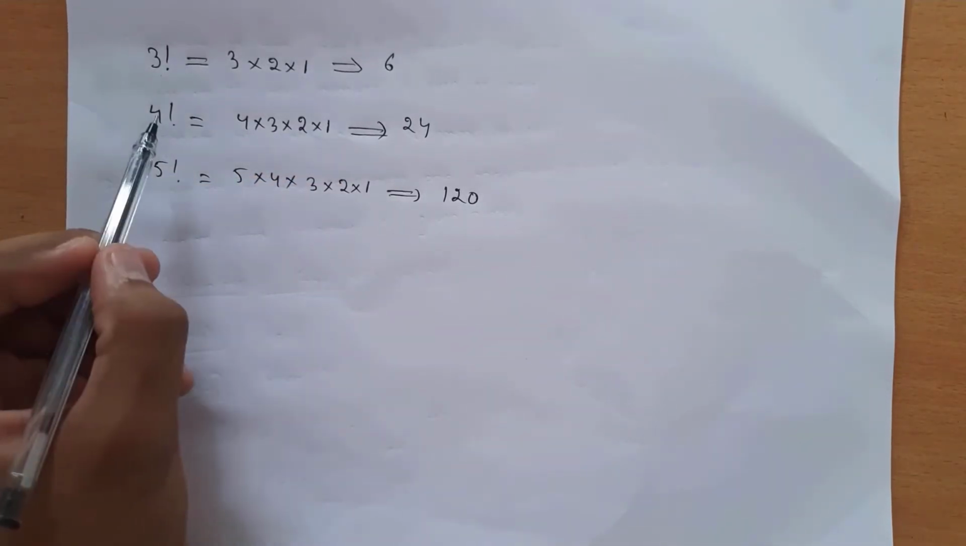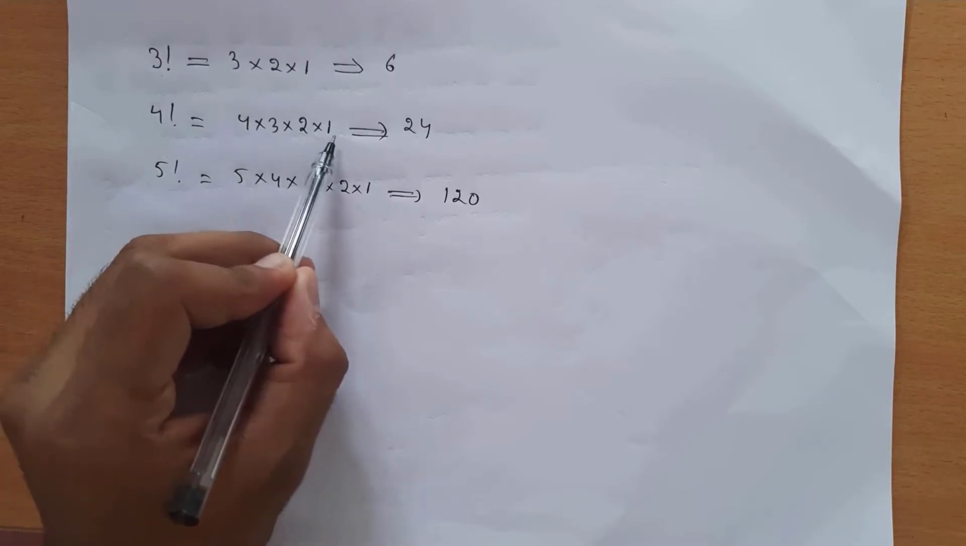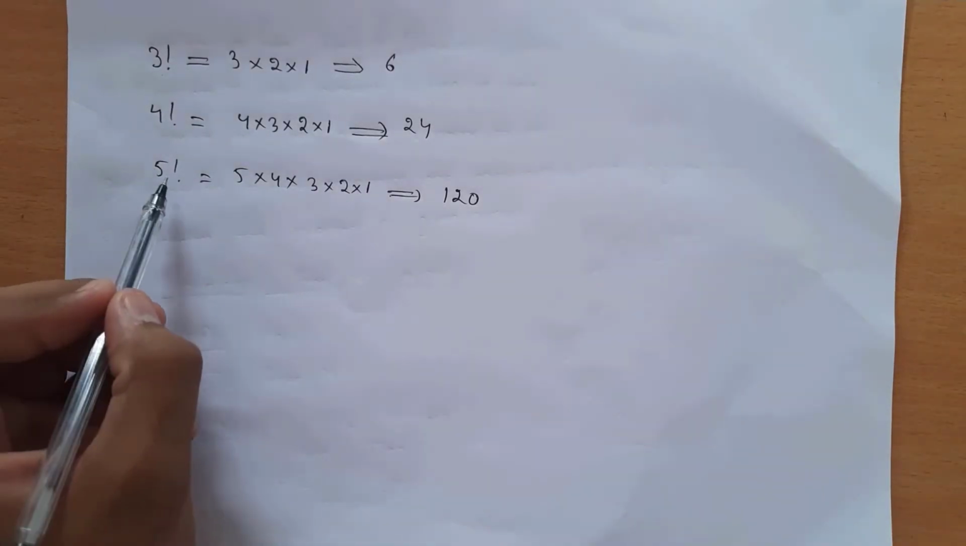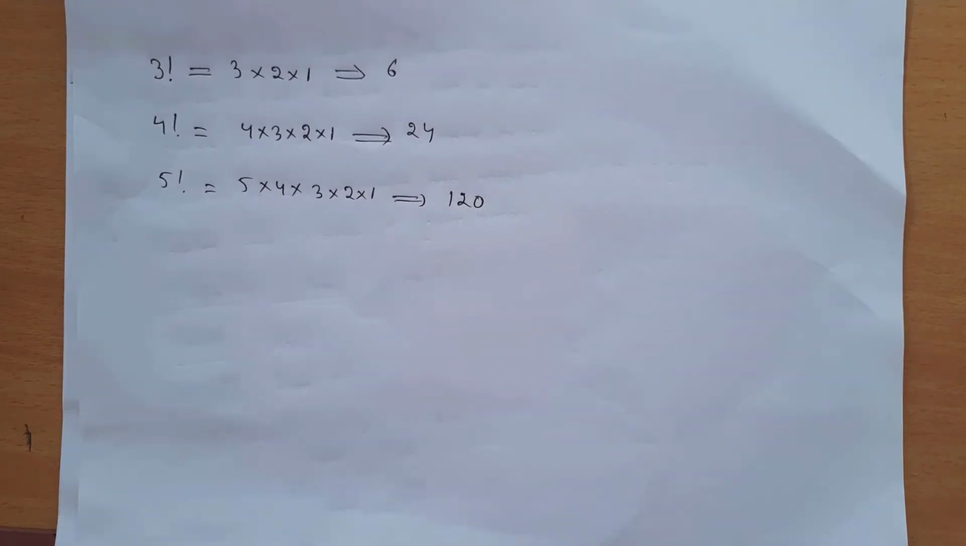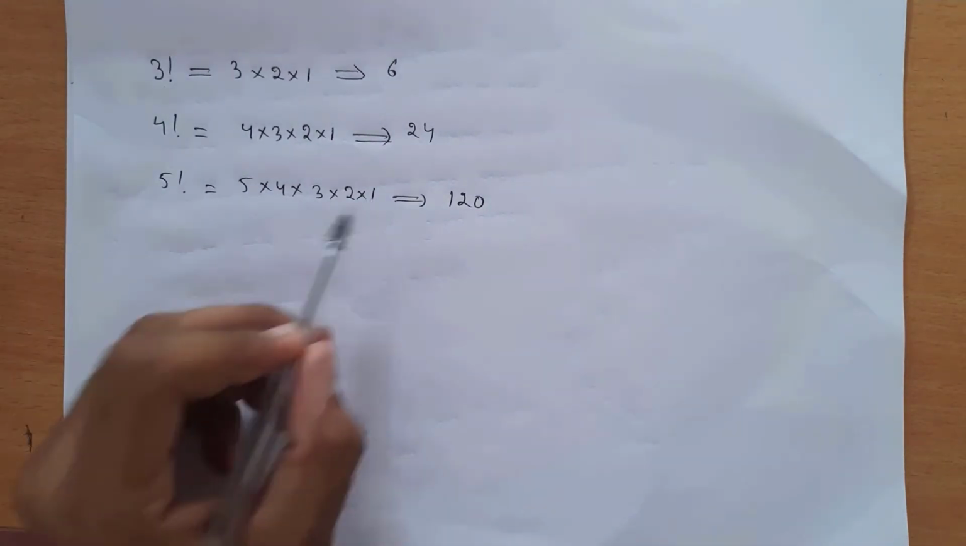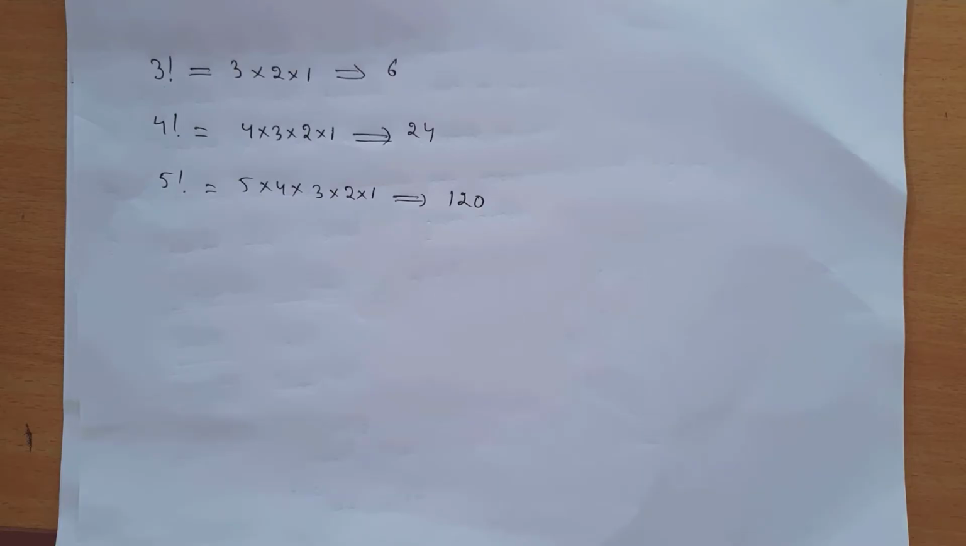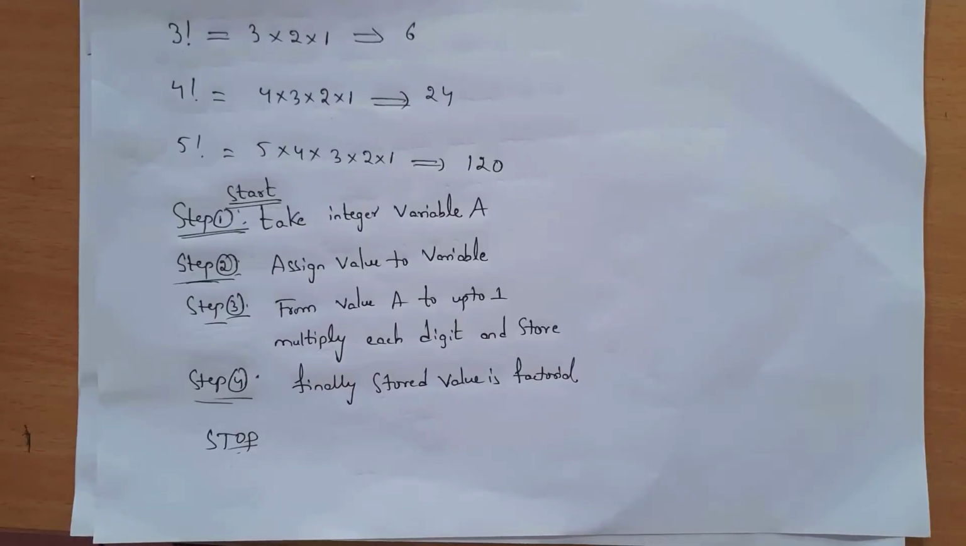And similarly, factorial of 4 is 4 into 3 into 2 into 1, that is 24. And factorial of 5 is 5 into 4 into 3 into 2 into 1, that is 120. That means we need to start multiplying from that number to 1. This is how we find factorial of a number. Now I will explain algorithm to find factorial of a number.